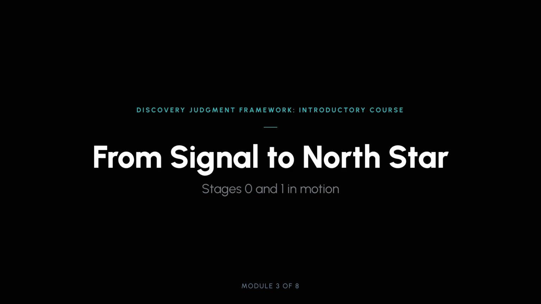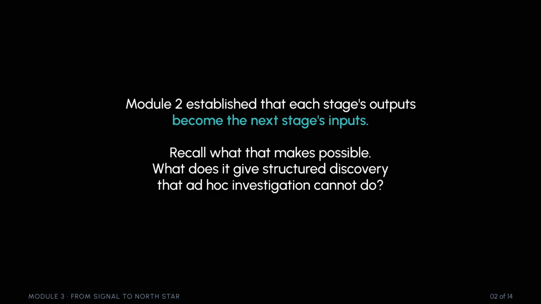Welcome to Module 3. Module 2 gave discovery a shape, 5 stages, gates, and 3 perspectives. That shape is the container. This module is about what goes inside it. We are going to watch stages 0 and 1 run through FeedLoop and introduce the framework that keeps stage 1 connected to what customers actually need to accomplish. By the end, you will have both the container and the North Star. The answer worth reaching for.